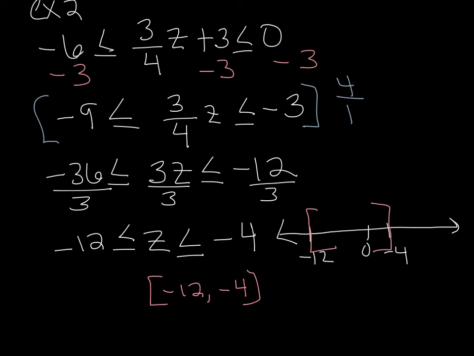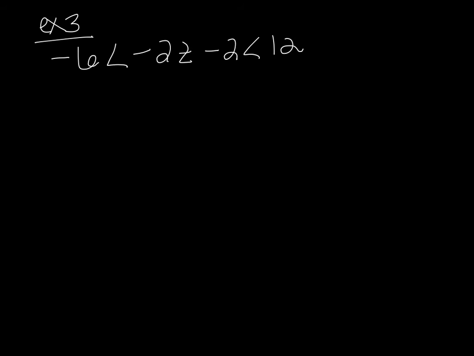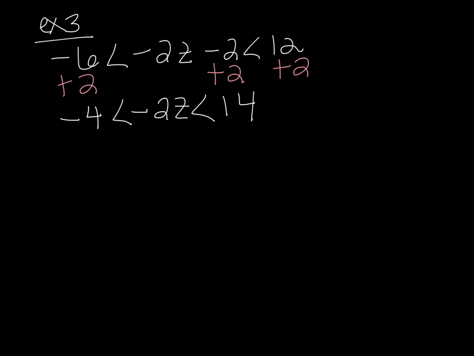Okay, let's take a look at another example. All right, so here is our example 3. Now with this example, again, we're going to start by trying to isolate our variable here. So I'm going to go ahead and begin by adding 2 to each side. Once I do that, I have negative 4 is less than a minus 2z, which is less than 14. And now I have to divide. And so I'm going to divide everything by a negative 2.